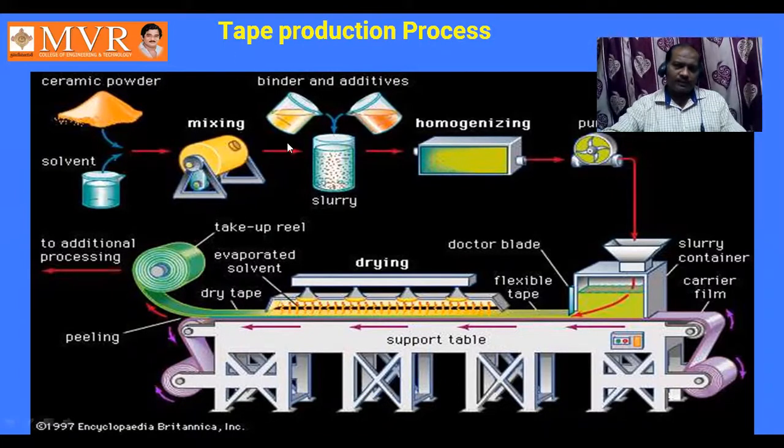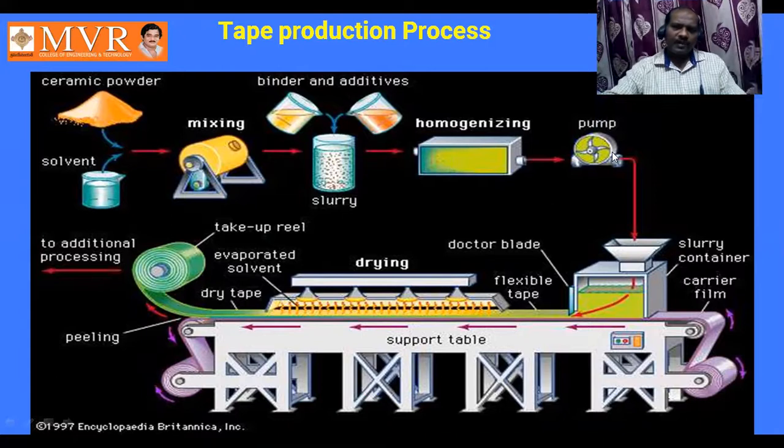All these are added here, and then it is homogenized. That means these are all thoroughly mixed. After thorough mixing, it is in the form of a liquid state, and that is pumped. With the help of a pump, we pump it, and it falls into this hopper. I think you are observing the hopper. This is a slurry container.